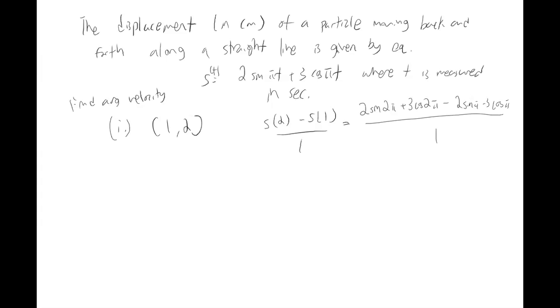So sine of 2 pi is 0. Sine of pi is also 0. And let's see, what is this? Cosine of 2 pi is 1, right? Cosine of pi is negative 1. So this is 6. Agree? 3 plus 3. Everyone agree?